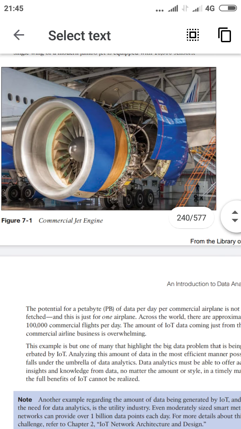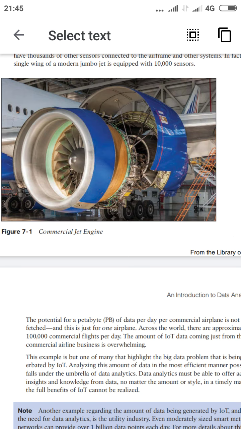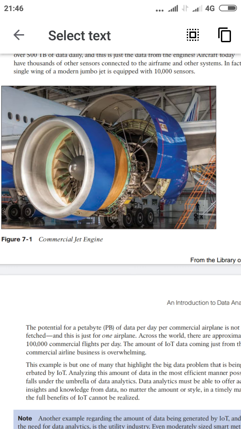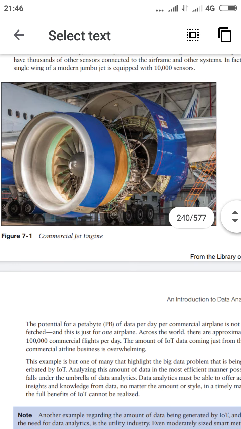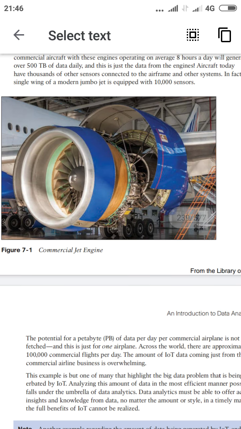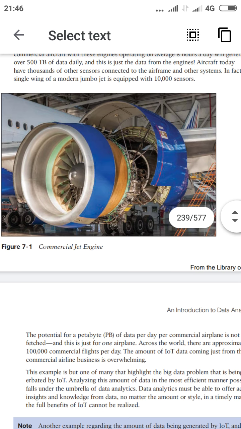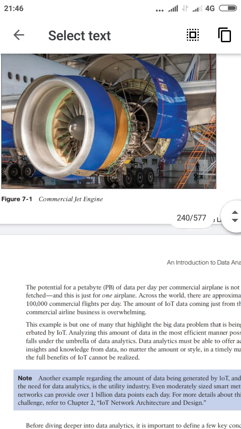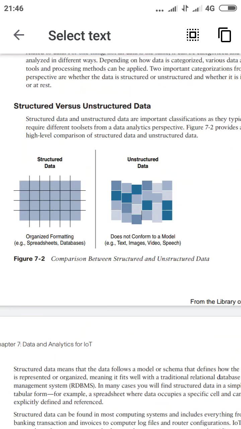Another example of the amount of data being generated by IoT, and the need for data analytics, is the utility industry. Even moderately sized smart meter networks can provide over 1 billion data points each day. We'll discuss more details about the data and the challenges in the coming chapter on IoT network architecture and design. Now, I'll move on to structured versus unstructured data.